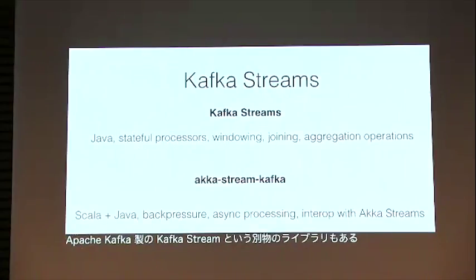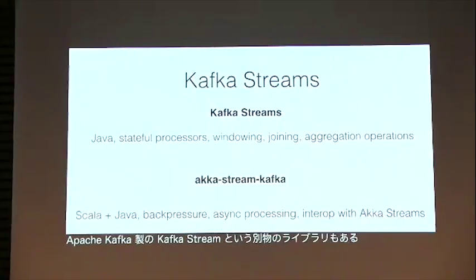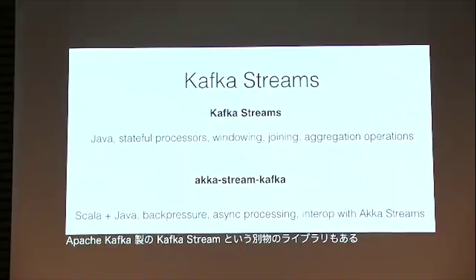The Kafka Streams library is in Java, not Scala. It's meant for stateful processing, windowing, joining, aggregation. So this is a different kind of stream processing. While Akka Stream Kafka is written in Scala, it focuses on back pressure, which is not really well done in the Kafka Streams library. It focuses on async processing, and the main thing is interoperability with Akka Streams. So if you use Akka Streams already, connecting to Kafka would be much simpler with Akka Streams Kafka.